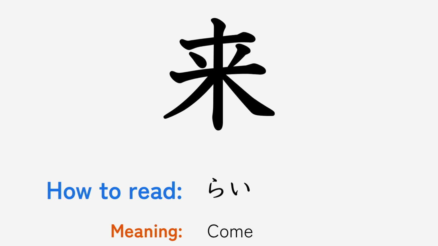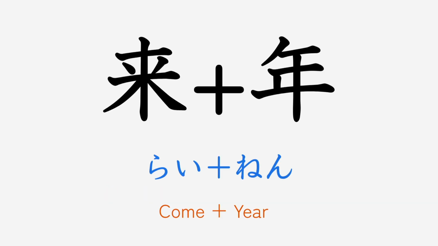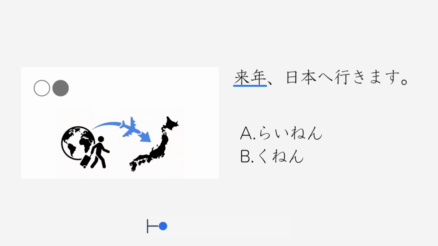来 means come. 年 means year. The coming year is 来年, meaning next year. How do you read the underlined kanji? The answer is A.